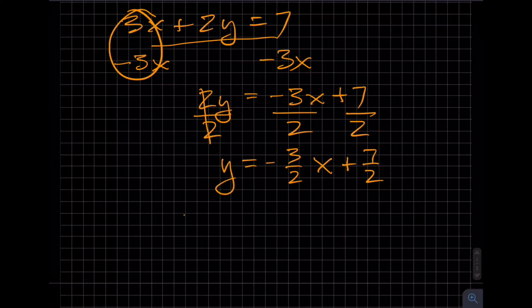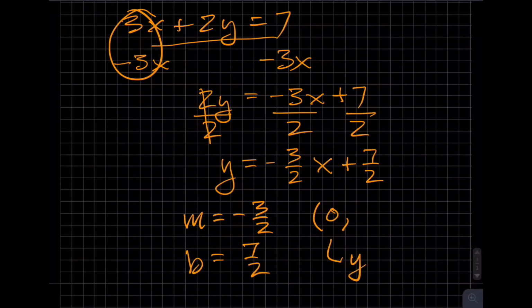And as you can tell, that means that my slope is equal to negative 3 halves, and the y-coordinate of my y-intercept, my b value, is equal to 7 halves, which tells me that my y-intercept is the point (0, 7/2). And that's it.